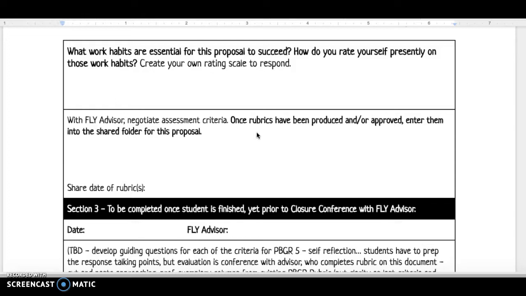Then the last thing you have to do is negotiate assessment criteria. So either you or you in conjunction with the teacher would develop some rubrics, scales, checklists, and you would put them here, either links, or maybe you create a shared folder in Google Drive, or it's all on paper and you have just a folder. But that would be the layout before you start the project, all of those things in step 2.